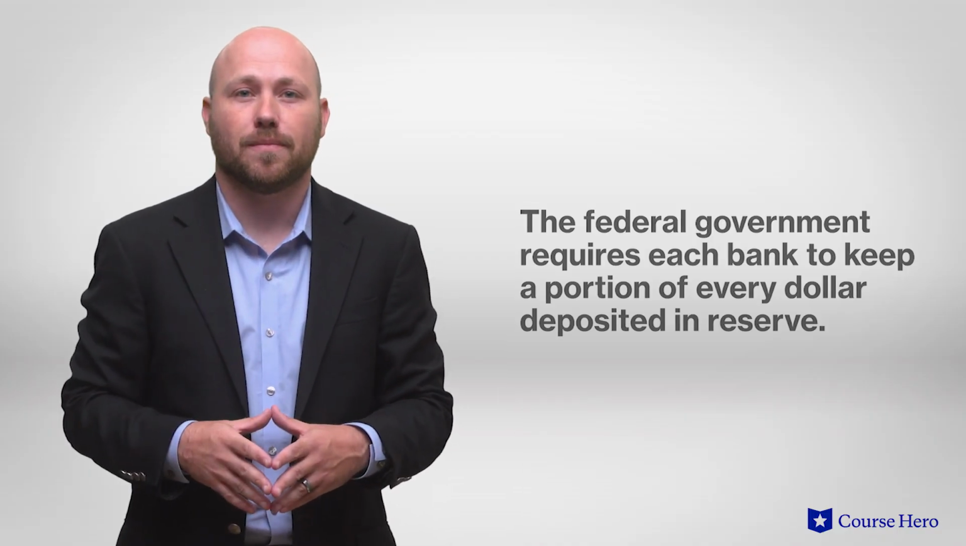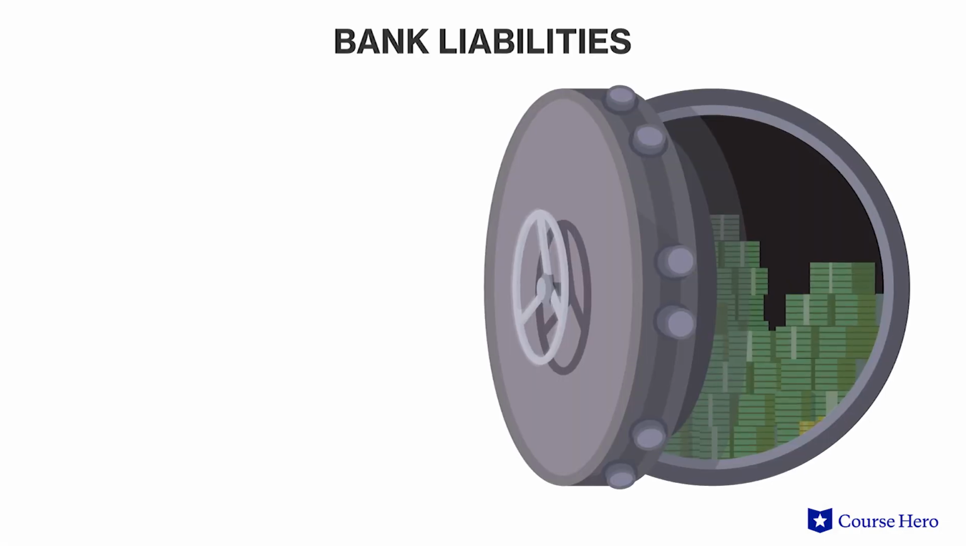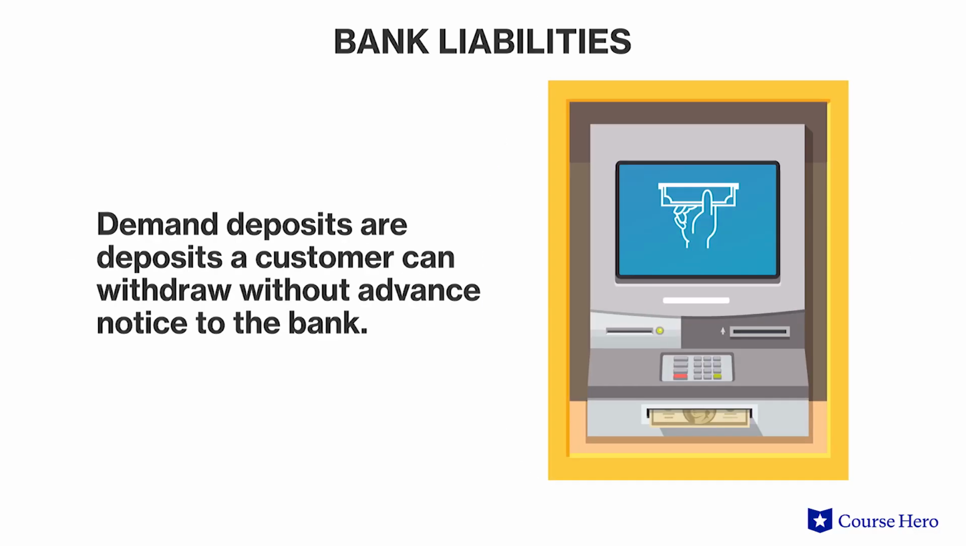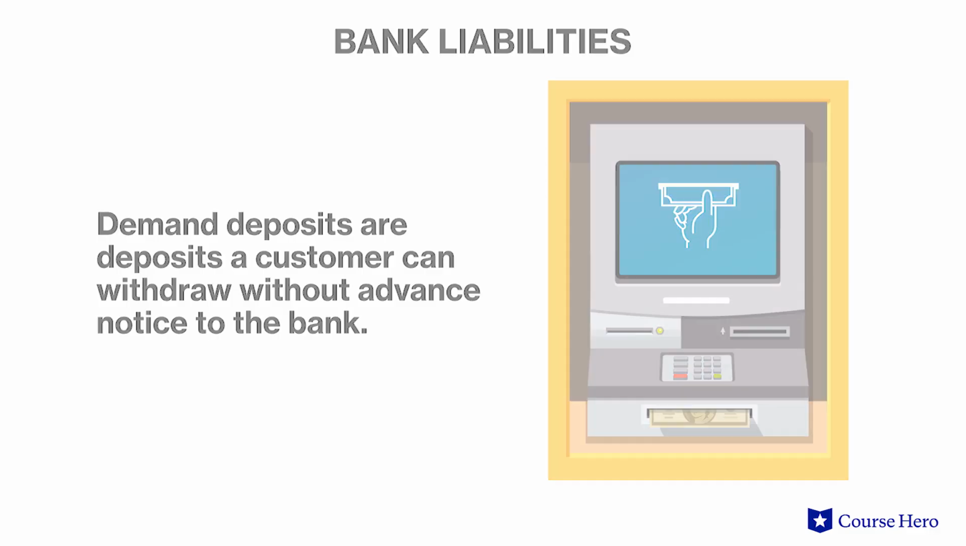in reserves. This law is set in place as a safety precaution to ensure that banks do not collapse and lose their investments. The amount of required reserves a bank must keep on hand is based on the bank's liabilities. A bank's liabilities are the money consumers have placed in the bank for safekeeping, called a demand deposit. Demand deposits are deposits customers can withdraw without advance notice to the bank.